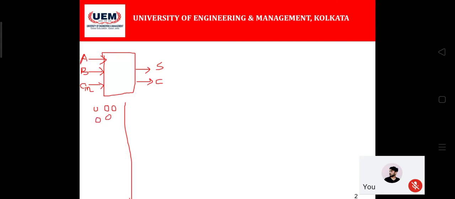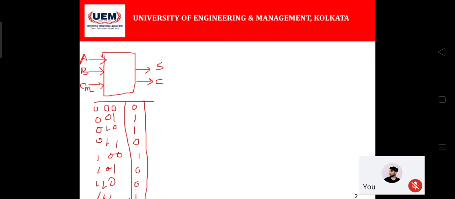Let me again draw that. 0 1 0 0 1 1 1 0 0 1 0 1 1 1 0 and 1 1 1. So the way the sum gets repeated is 0 1 1 0 and 1 0 0 1, and the output of the carry comes out as 0 0 0 1, then 0 1 1 and 1. So this is the sum part and the carry part.